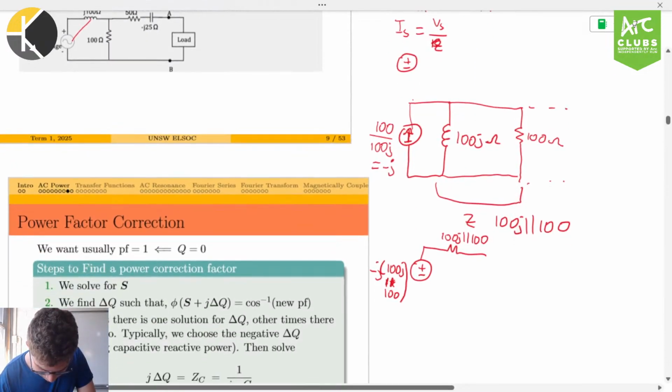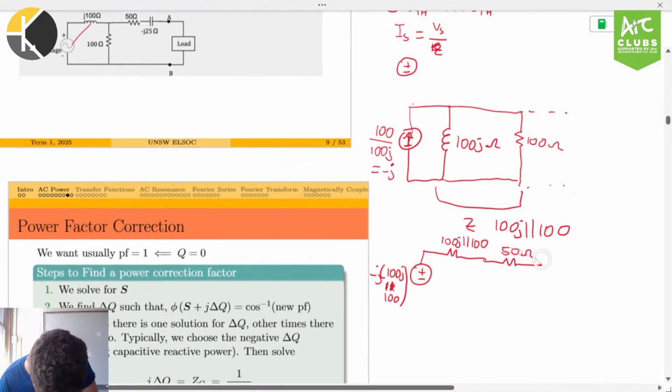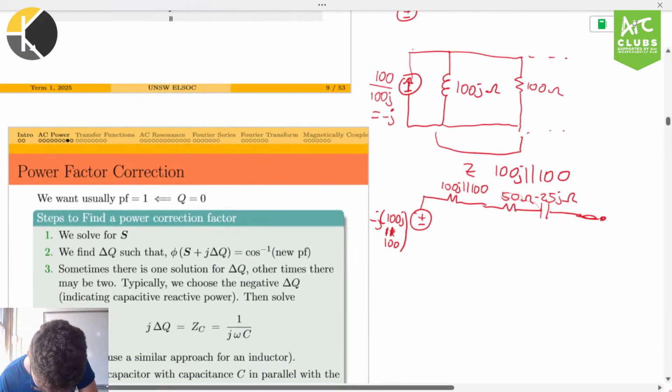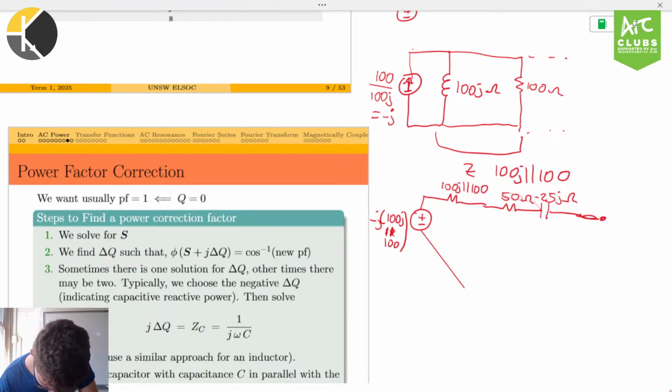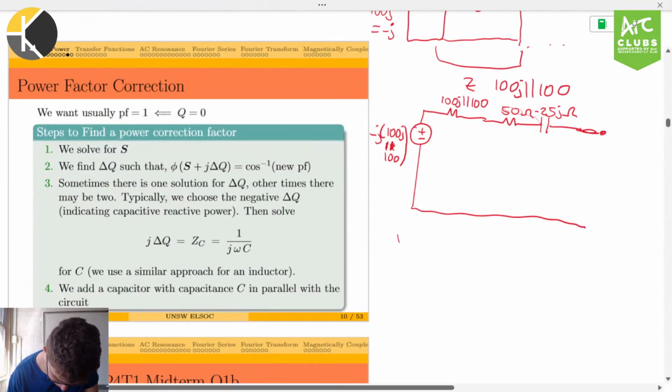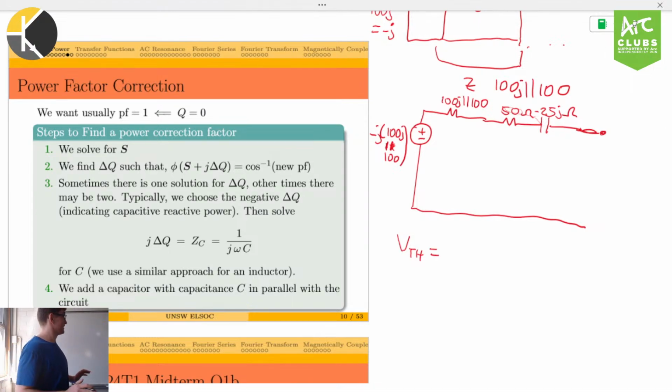We have our other components, which is 50 ohm minus 25J ohm. And we have our load over here, which we don't really care about right now. Okay, so we know V Thevenin and Z Thevenin here, right? It's kind of falling out of our source transformation. So what would V Thevenin be in this case? Let me know if I've made a mistake, because it's easy to make. Yeah, just the source. That's right, Otto.